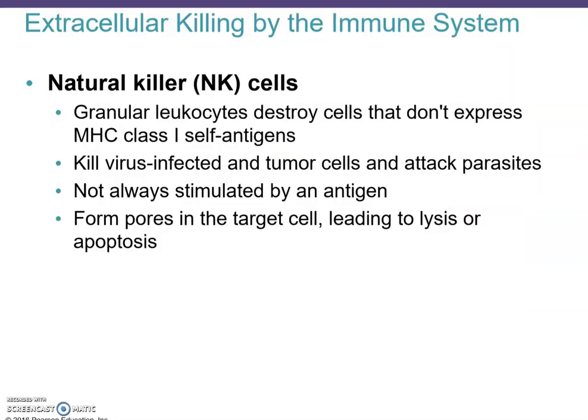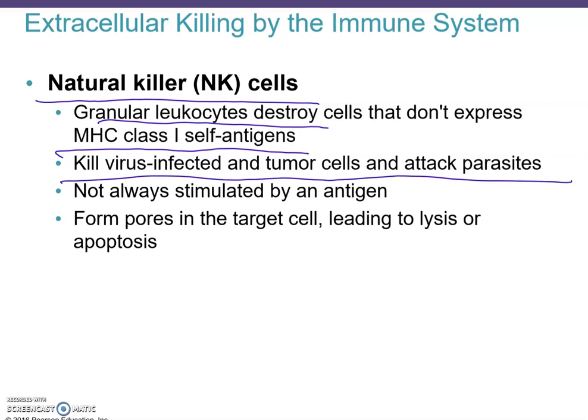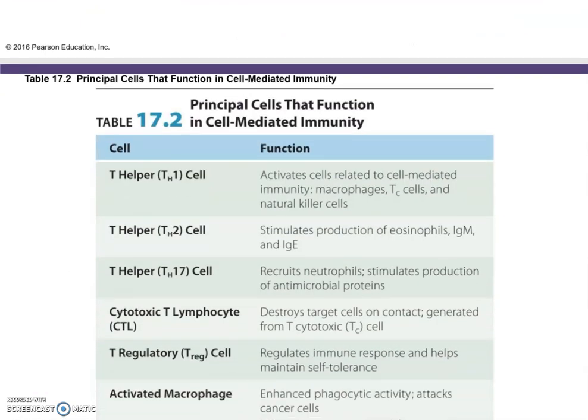Now let's move on to extracellular killing by the immune system. And so that will be the job of the natural killer cells. Think of them as snipers of the immune system. They will go after granular leukocytes that destroy cells that don't express the MHC class 1 self-antigens. They will kill virus-infected and tumor cells and attack parasites. They're not always stimulated by an antigen, but they form pores in the target cell, leading to lysis and apoptosis, just like we had with the complement system and the membrane attack complex.